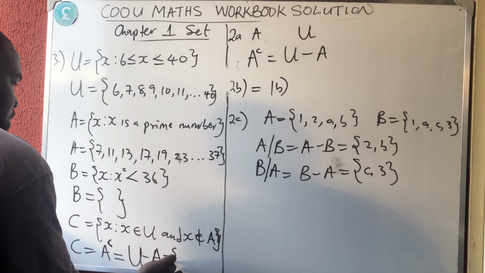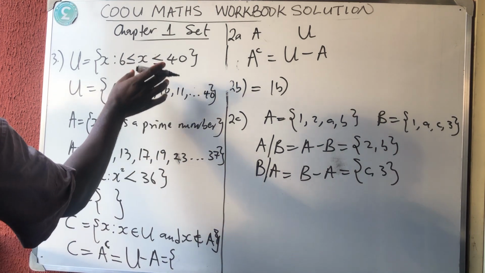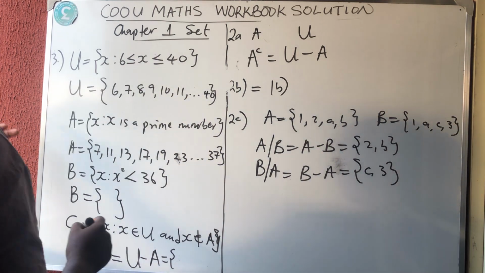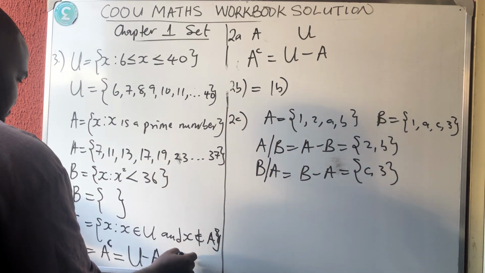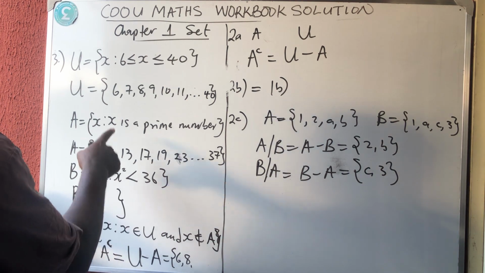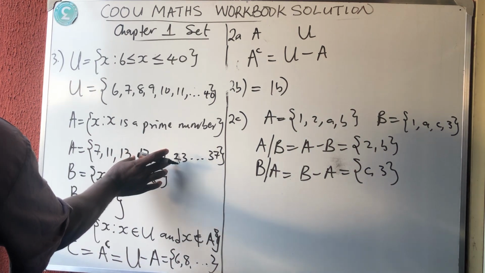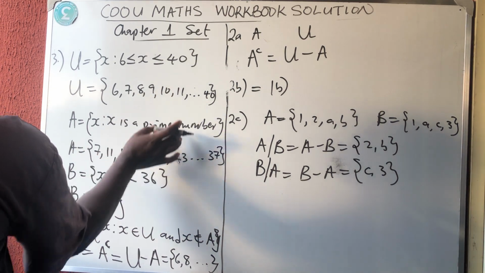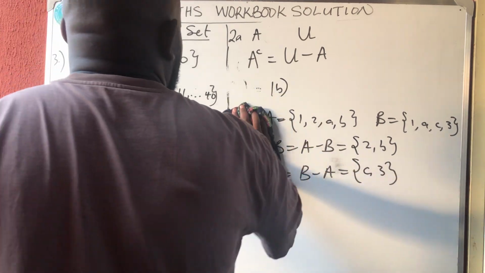So since I've gotten A, remove all the elements of A from the universal set, and the remaining ones, 6, 7, 8, continue your own. Remove any element that is in the universal set that is not in A; that is what you are going to write here. So complete your own, and let's move to the next one.